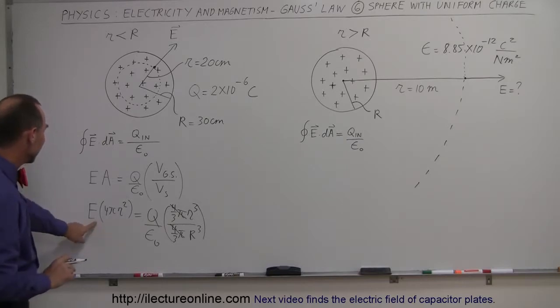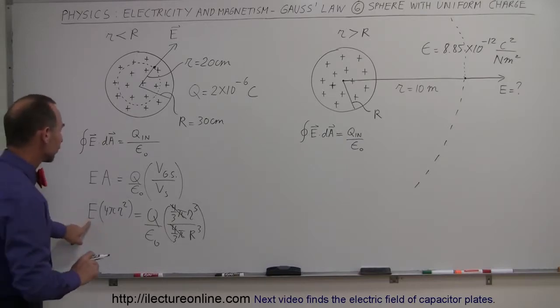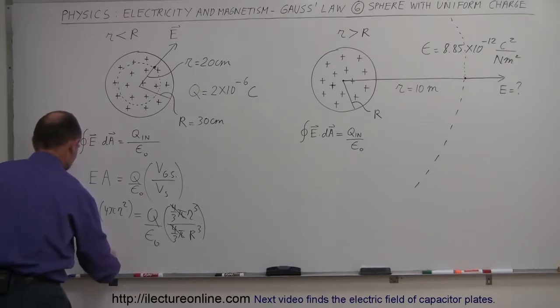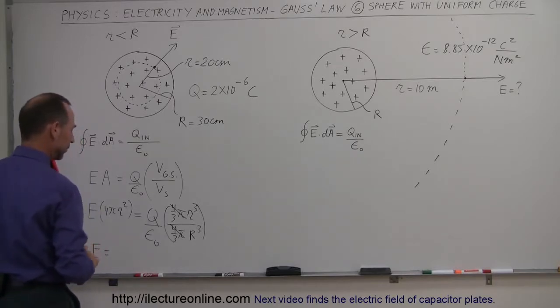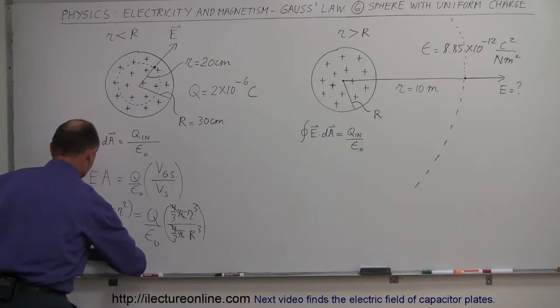All right, then all we have to do is go ahead and take this and solve this for E. And so we have the electric field. E is equal to, I don't have a lot of room there, so I'm going to migrate over in this direction.